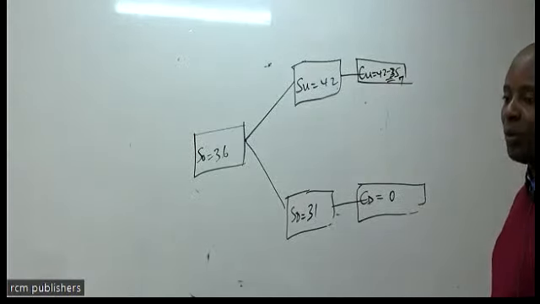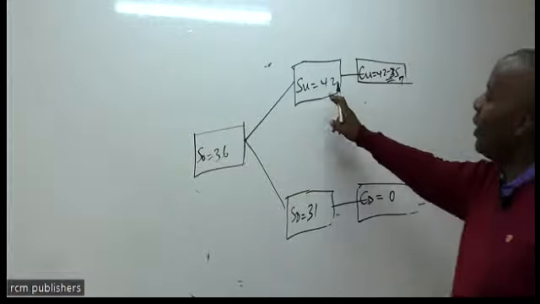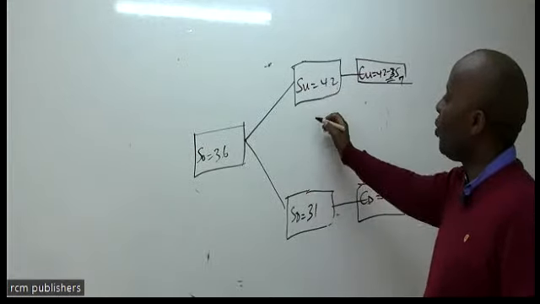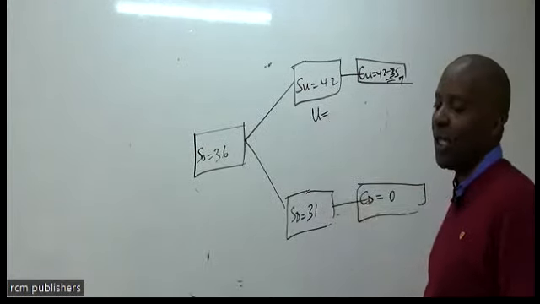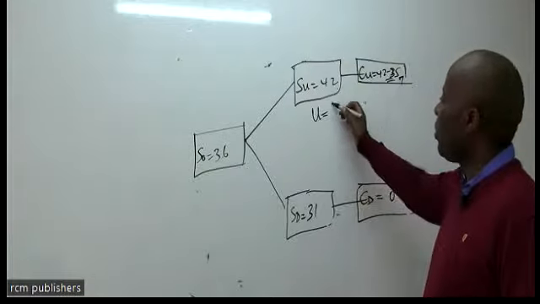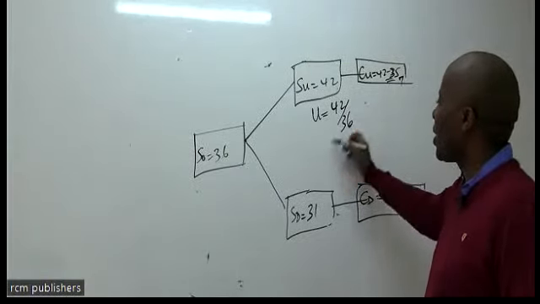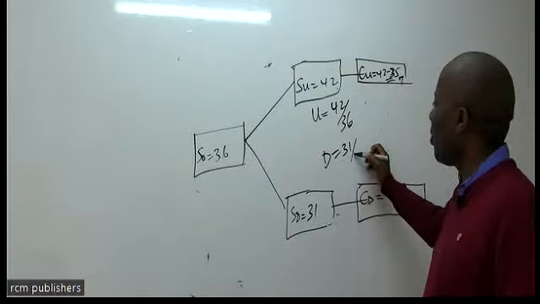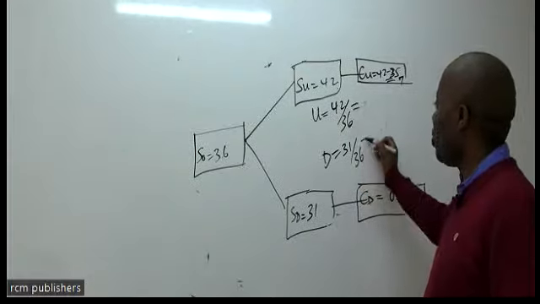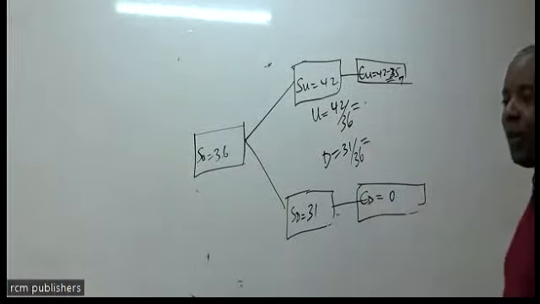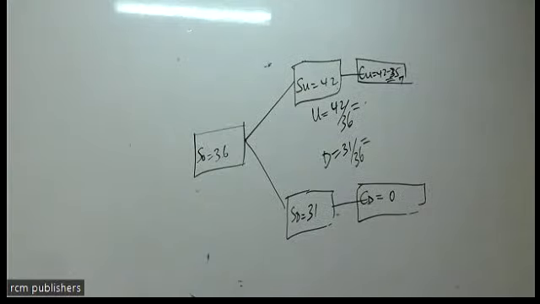Of course, when they give you the upward price and downward price, you have to calculate the upward index itself. So the upward index will be 42 over 36. The downward will be 31 over 36. What figures do you have, somebody here?